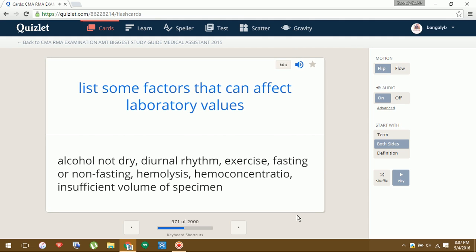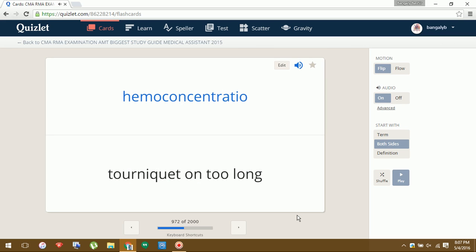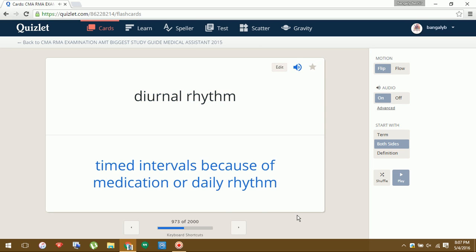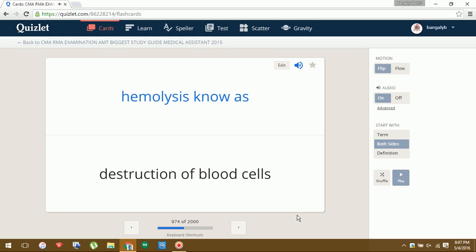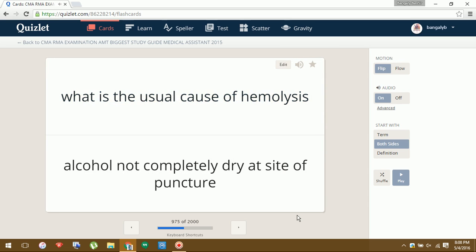List some factors that can affect laboratory values. Alcohol not dry, diurnal rhythm, exercise, fasting or non-fasting, hemolysis, hemoconcentration, insufficient volume of specimen. Hemoconcentration: tourniquet on too long. Diurnal rhythm: timed intervals because of medication or daily rhythm. Hemolysis, known as destruction of blood cells. What is the usual cause of hemolysis? Alcohol not completely dry at site of puncture.